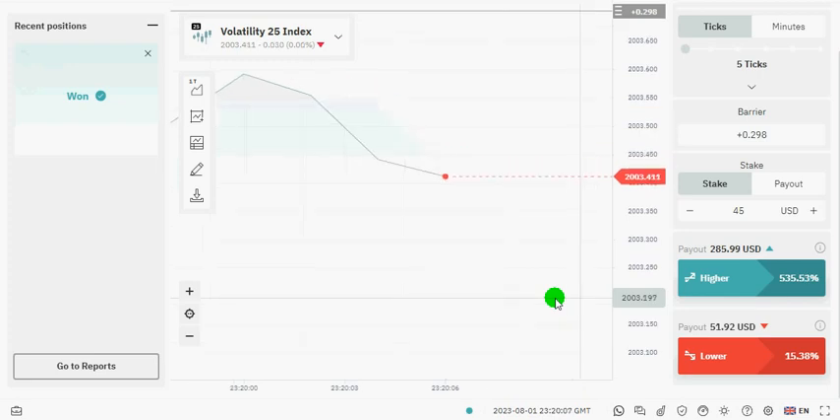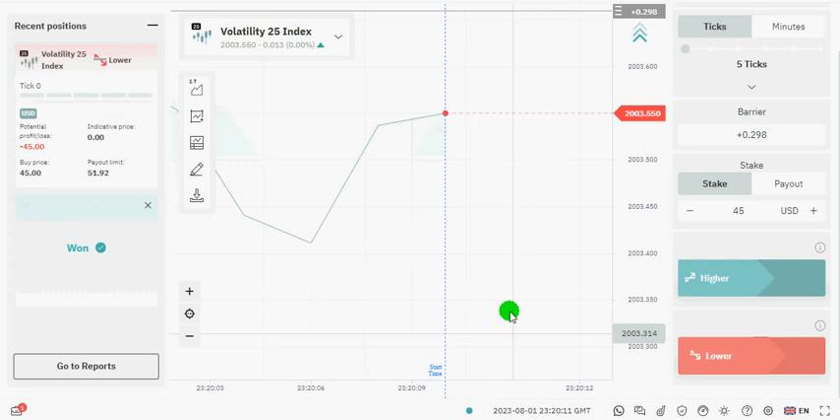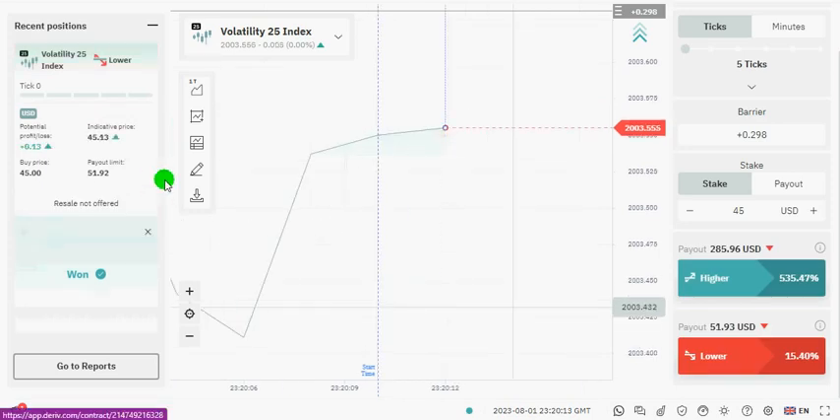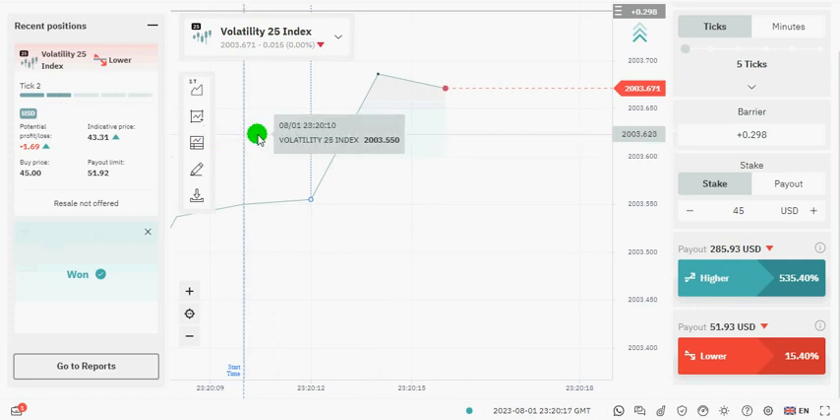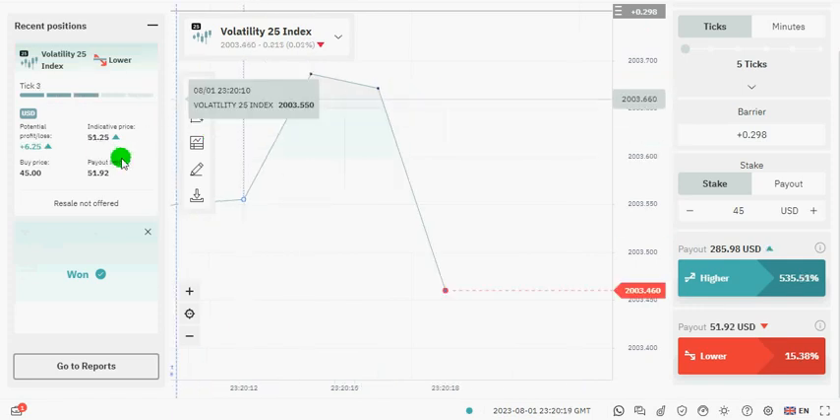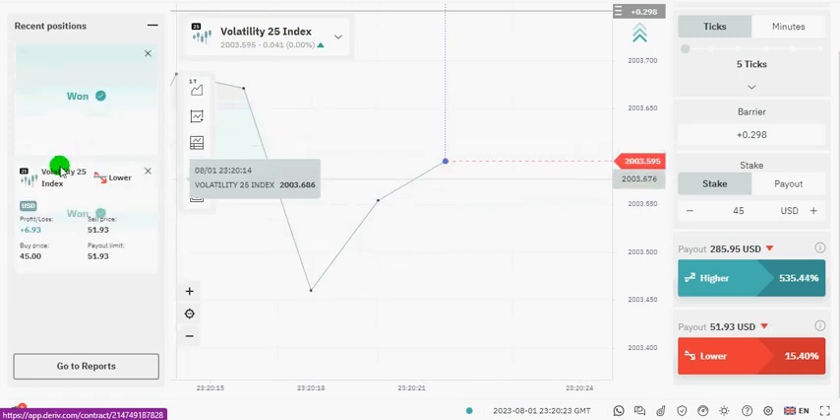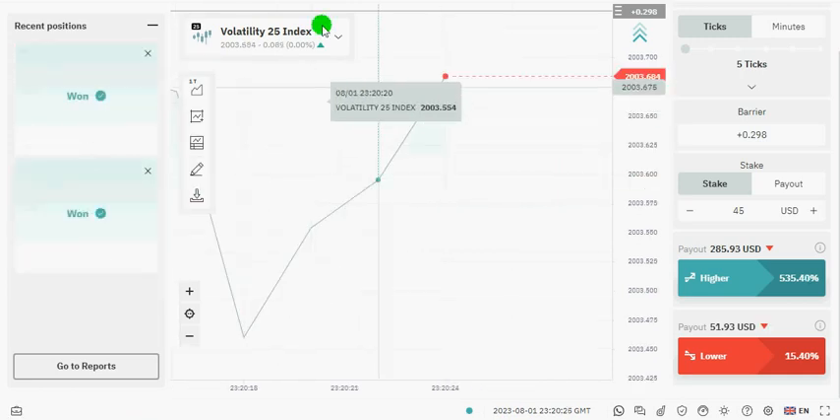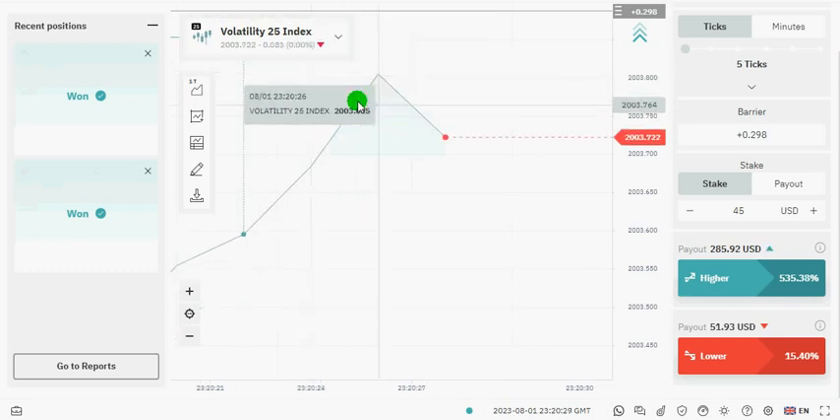So here we're going to be trading the Volatility 25 index. It's up again. I placed another trade here, so let's wait for the outcome of that trade. It's dropping down again, so that's the second trade. You can see we won that trade again. So we're going to be trading the Volatility 25 index, and we are on day trader.